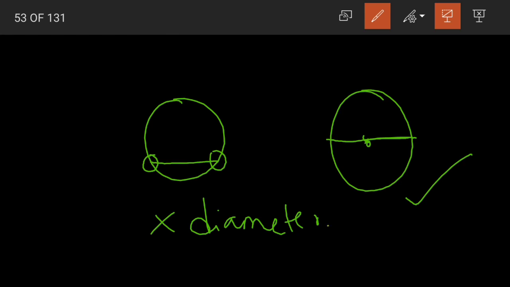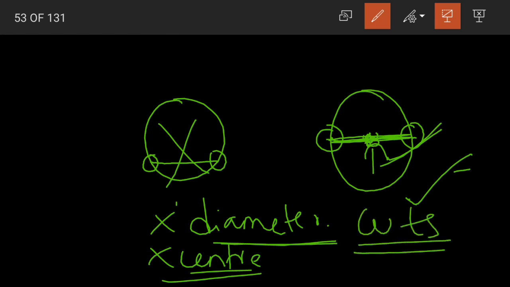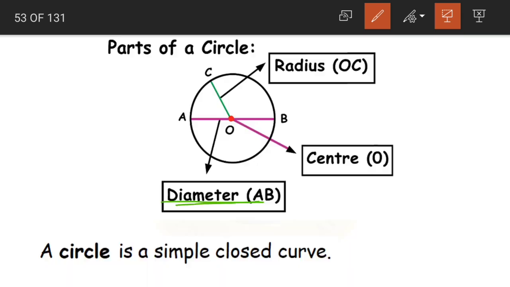What is diameter? Diameter is a line segment passing through the center of the circle, and both the endpoints are on the circle. It touches the circle on both endpoints. Is this clear? This is not a diameter. Why? Because it is not passing through the center of the circle. As here it is passing through the center of the circle, it is called a diameter. And what does diameter do? Diameter cuts our circle in half.